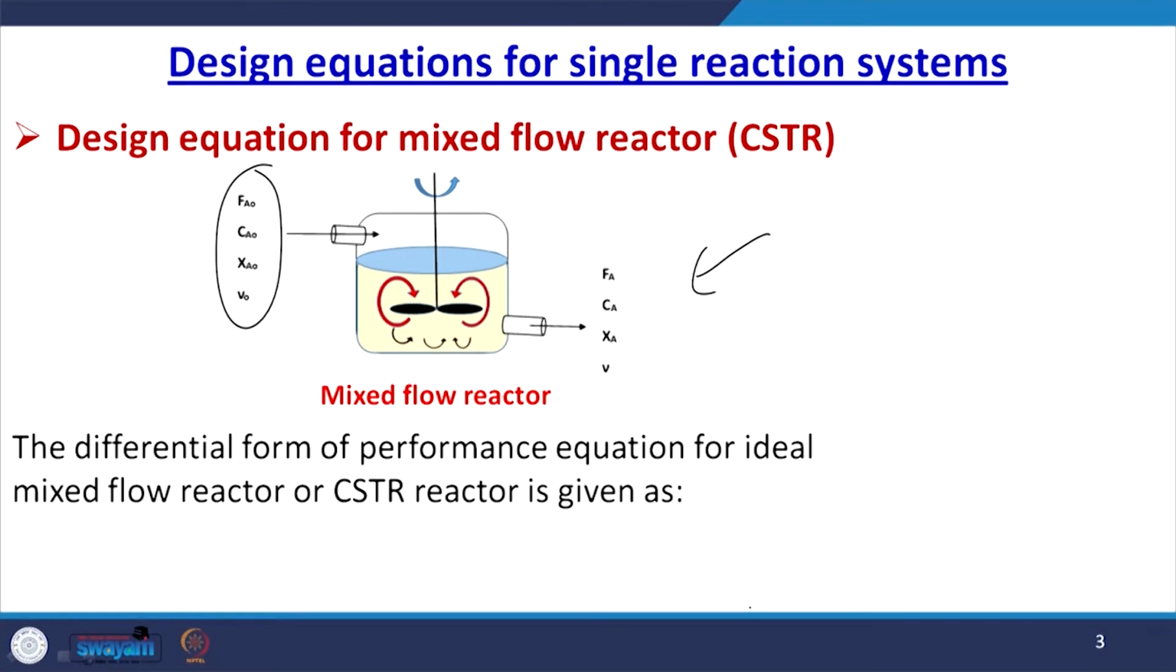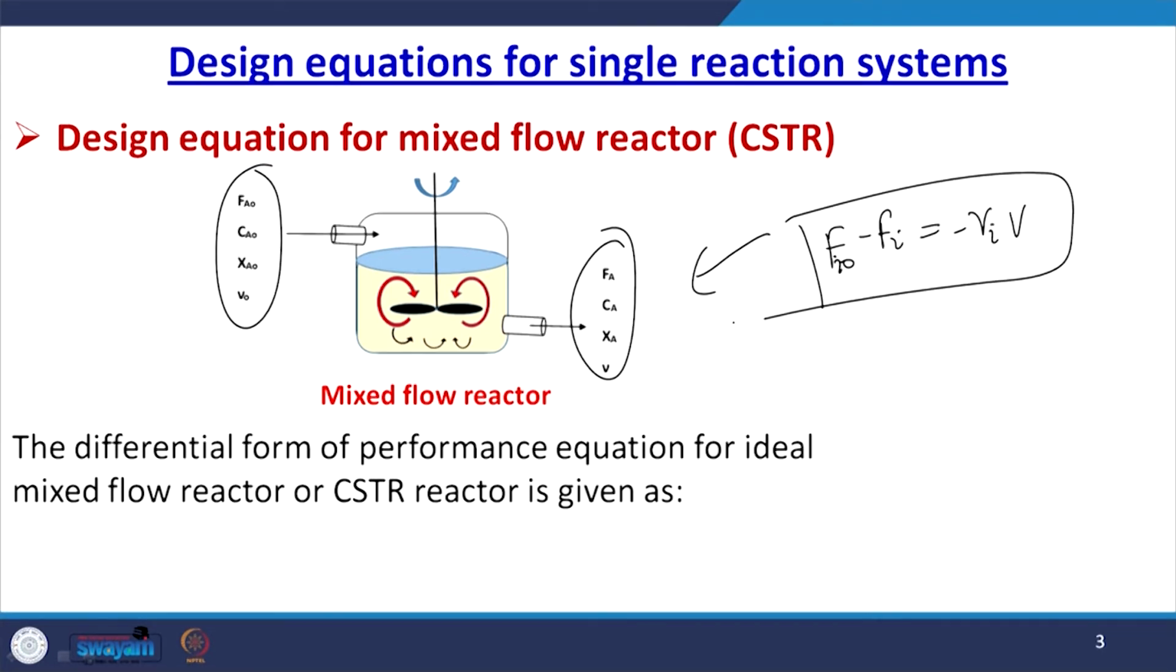Now, if we wish to write the differential form of the performance equation, because the performance equation is extremely important for the design parameters of these polymerization reactions, so if we would like to describe the performance equation for an ideal mixed flow or CSTR reactor, we can write it based on the things given here. Fi naught minus Fi is equal to V. So, this is our performance equation for this particular mixed flow reactor.